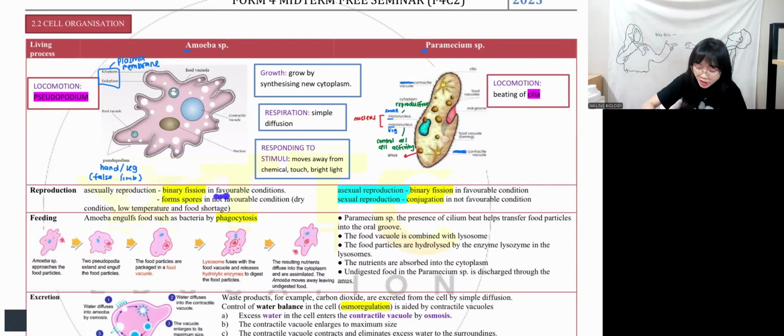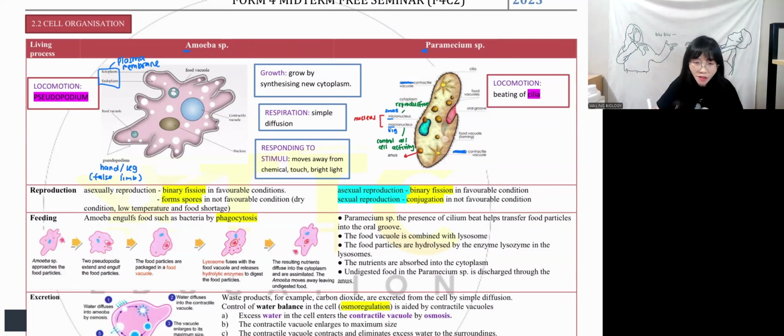In favorable conditions, how do we define favorable? These two species live in water. They live in lakes, ponds, and waterfalls. All of these are called fresh water. When there is enough water, oxygen, and food, they will carry out binary fission. 1:2 is called binary fission.